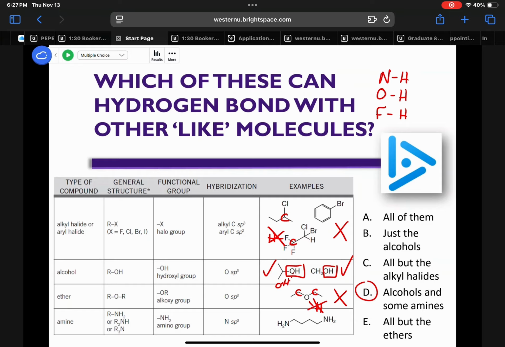So then we get to the amines, and this is when we remember we have primary, secondary, and tertiary. By show of hands, who thinks primary amines can hydrogen bond? Put up your hand. I agree, because it has a nitrogen-hydrogen bond, 2 of them for that matter. What about secondary amines? Yes. What about tertiary amines? Not tertiary. Why? Because there's no nitrogen-hydrogen bond.